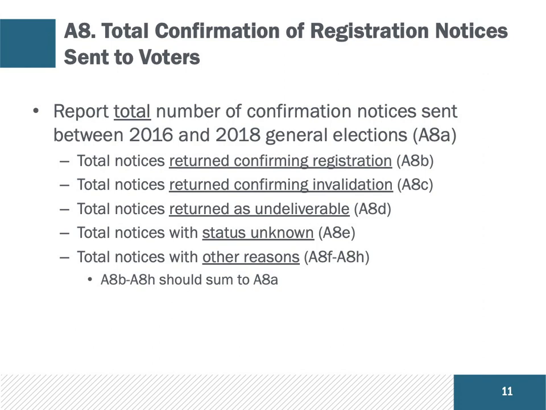If your jurisdiction has another classification for these notices, report it in one of the other categories in F, G, or H. The numbers you report in A8B through A8H should equal the total number of confirmation notices you reported in A8A. If your jurisdiction is exempt from NVRA, please still report data in A8, but use the comment space to explain why voters received a confirmation notice and how your jurisdiction's definition of confirmation notices differs from the NVRA's definition.